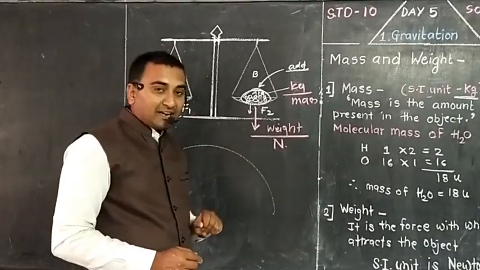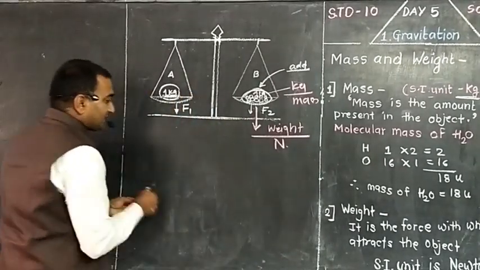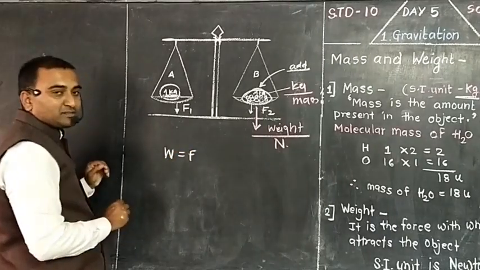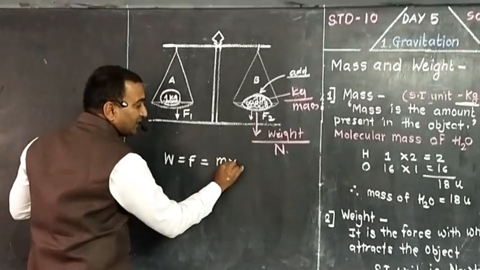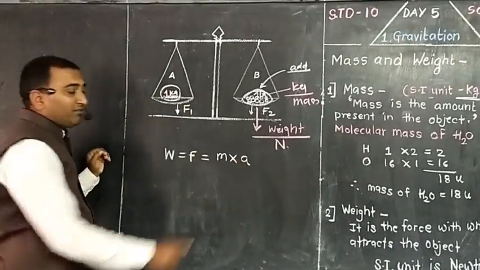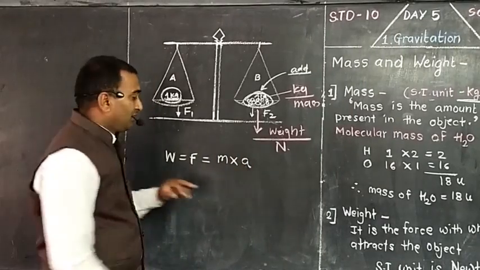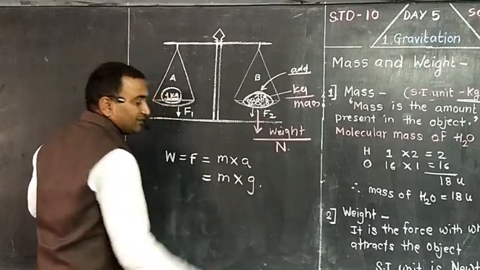Yes, this is the gravitational force. So what is weight? Weight is nothing but the force given by the Earth on that object, and that is equal to mass into acceleration. But which acceleration here? Acceleration due to gravity. So shall we change it here into g.